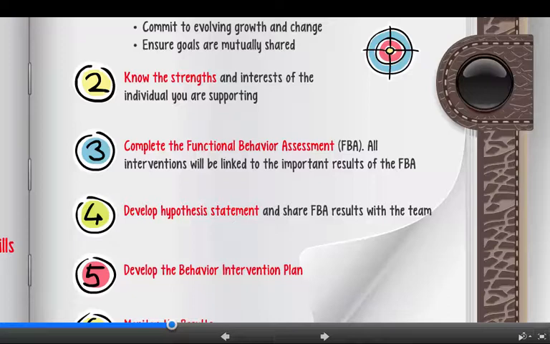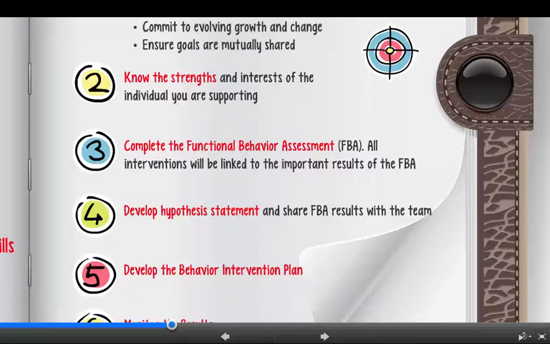The third component is to complete the functional behavior assessment. This is something that you'll do in collaboration with your board certified behavior analyst supervisor. I said at the beginning of this module, and I'll repeat it again, the FBA drives everything. We need to know the function of behavior. We need to understand the motivation of the behavior and why it's occurring before we can build a plan.